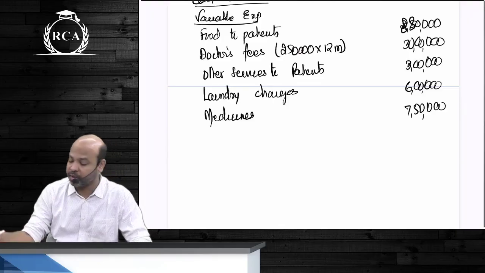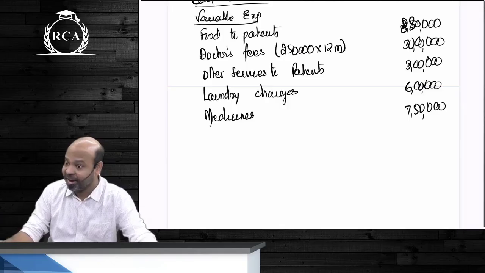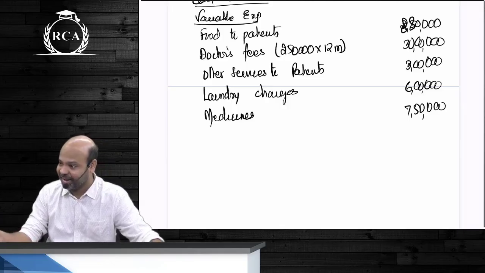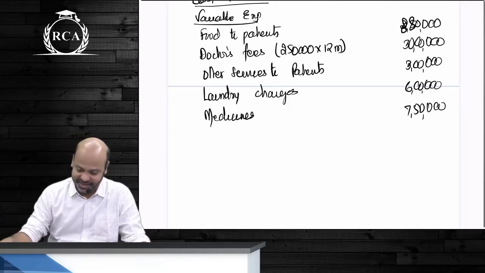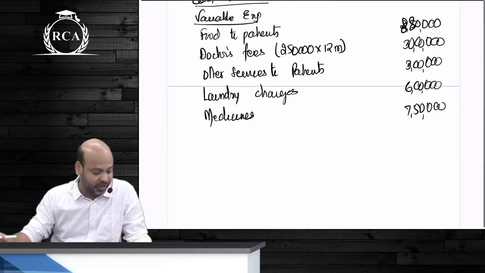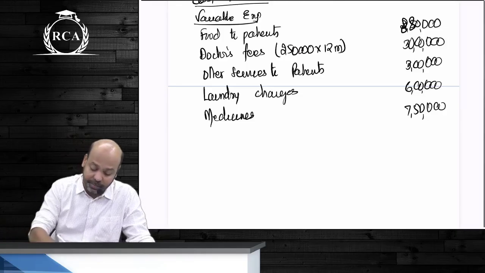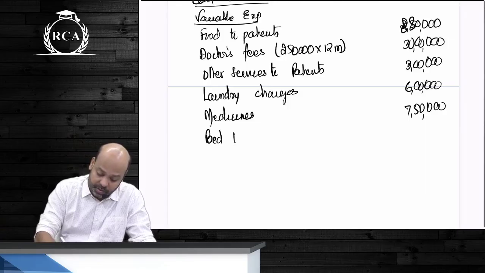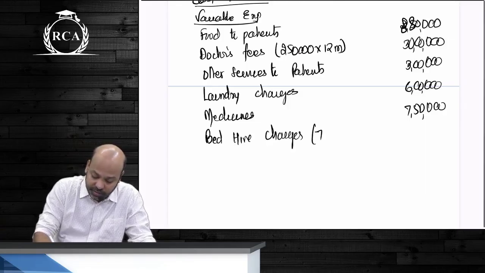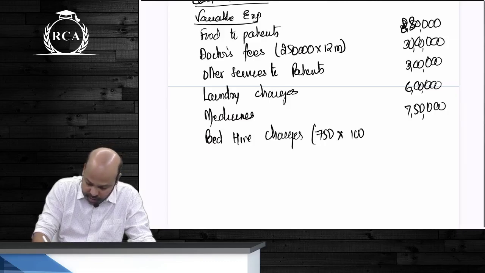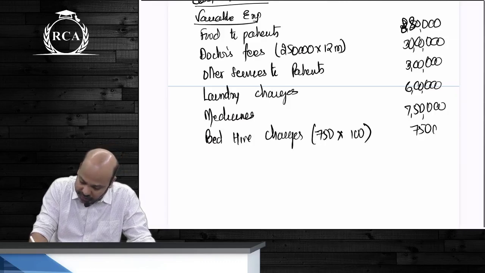चेक कर रहा था ब्लाइंडली कॉपी करने के. तू रुक बेटा आज. Yes guys, how much is the sum total of all the variable? ये bed hire charges बेटा सबसे important. Variable में how many beds did we hire? 750 at the rate of 100 rupees, so that'll be 75,000.